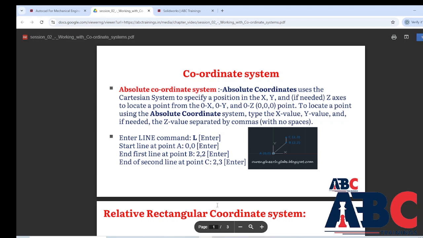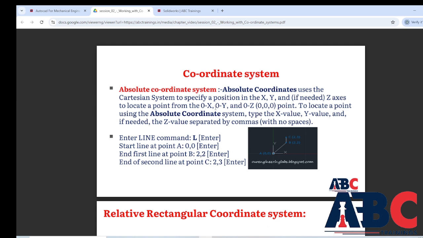Hello everyone, in this session we are going to learn about coordinate systems in AutoCAD. There are three coordinate systems of AutoCAD. First is absolute coordinate system, second is relative coordinate system, and third is polar coordinate system. First of all, we will see absolute coordinate system.